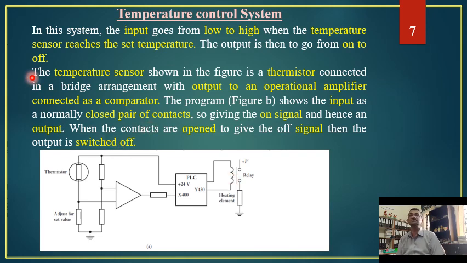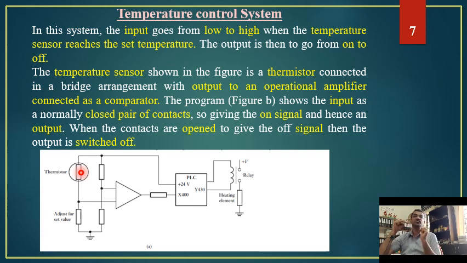Anyways, let us read what has been written over there. The temperature sensor shown in the figure is a thermistor, a thermally sensitive resistor. The temperature sensor is a thermistor, connected in a bridge arrangement. This is the bridge circuit, normally called a Wheatstone bridge, used as a comparator. So it is comparing the two arms of the Wheatstone bridge.